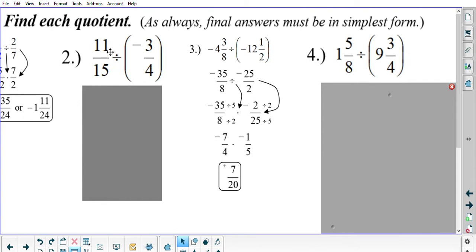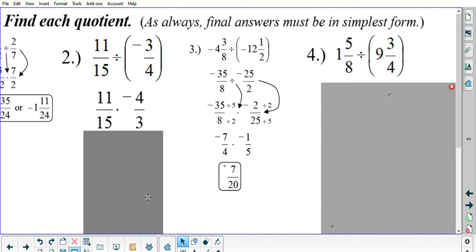Number 2, division is the same as multiplying by the reciprocal. That is the major rule of the day. Whenever you do that reciprocal, make sure this is now times. You're multiplying by the reciprocal. You're not dividing by the reciprocal. Please double check that. From here, you would look to see if you can reduce diagonally.